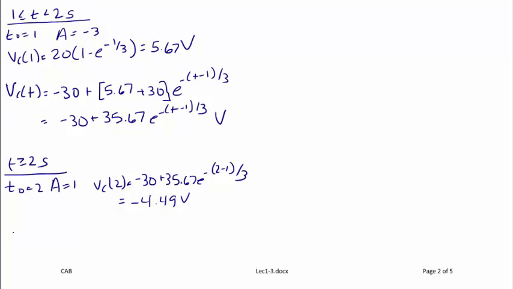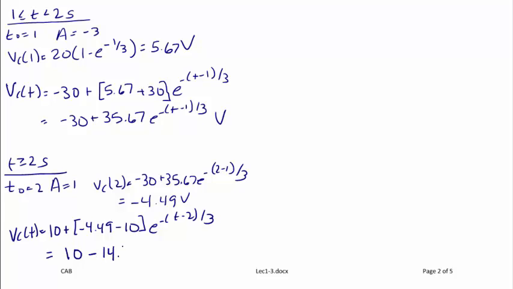So VC of t is equal to 10 plus negative 4.49 minus 10 e to the negative t minus 2 over 3, which simplifies to 10 minus 14.49 e to the negative t minus 2 over 3 volts.